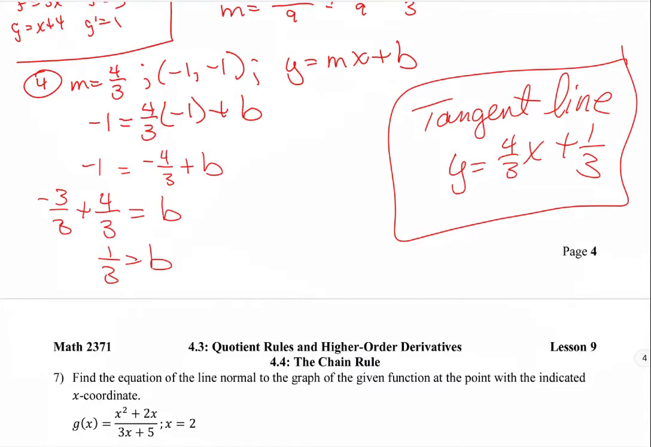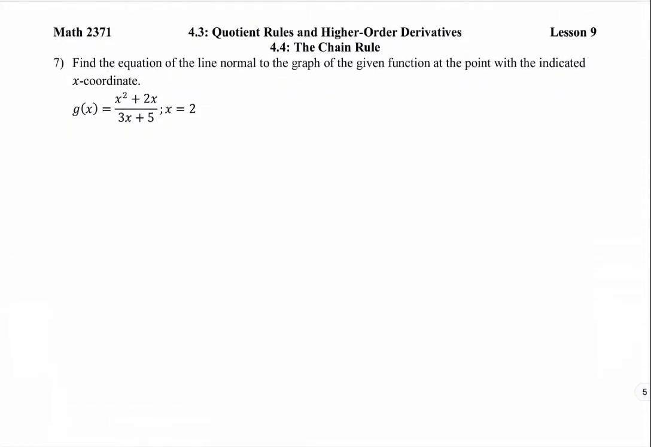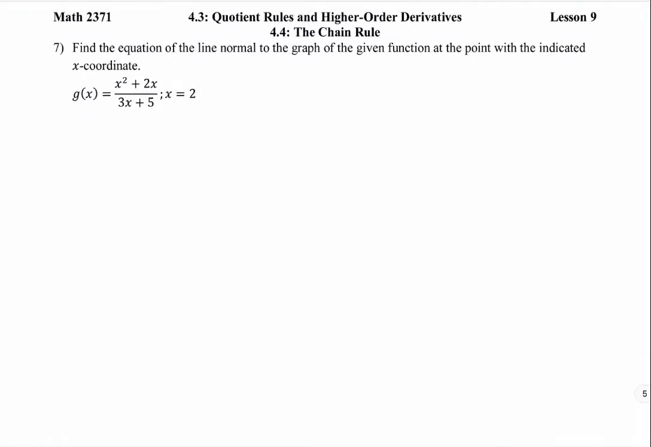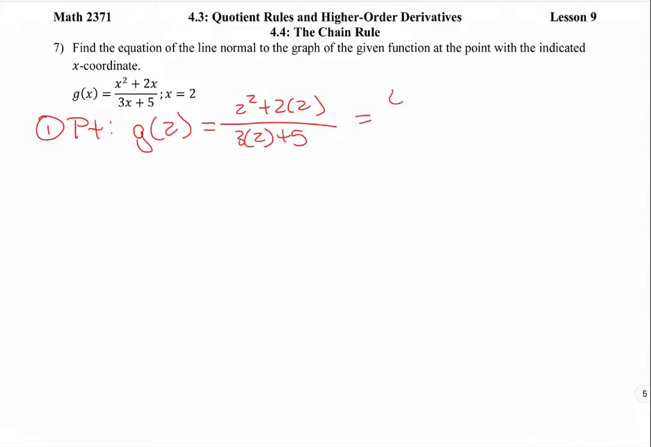Now let's find the normal line. So first we find the point. g of 2 equals 2 squared plus 2 times 2 over 3 times 2 plus 5. So that's 4 plus 4 over 6 plus 5. So that's 8 over 11. So that gives me the point 2, 8/11ths.